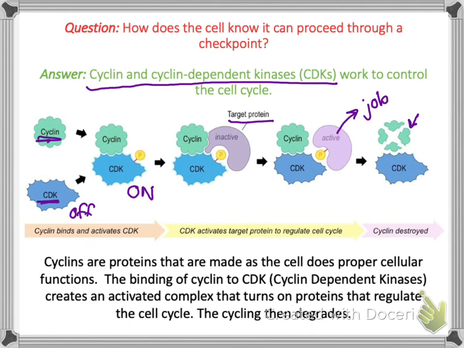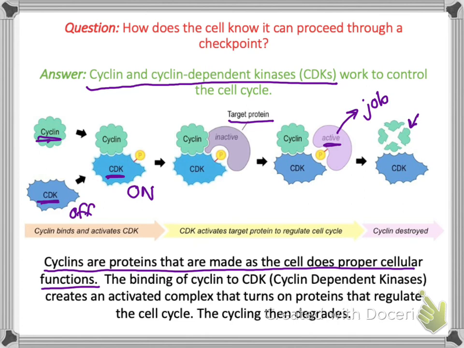So basically, those are the main steps. How does that fit into the checkpoints? Well, cyclins are proteins that get made as the cell does proper cellular functions. As the cell does normal G1 activities, cyclins get made. As DNA replication happens correctly, cyclins get made. So these cyclins are building up throughout the cell cycle. When there's enough cyclin, it will bind to CDK, turn them on, and make a whole bunch of activated proteins that can go off and do jobs.